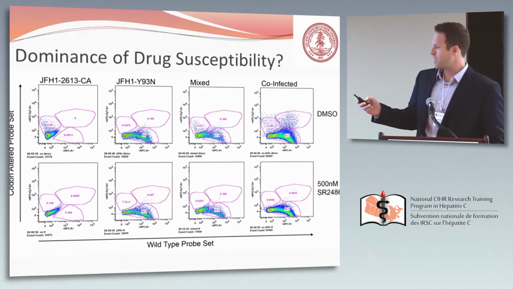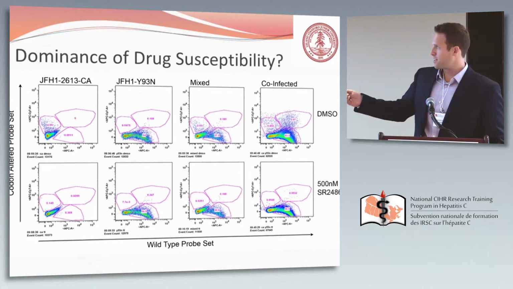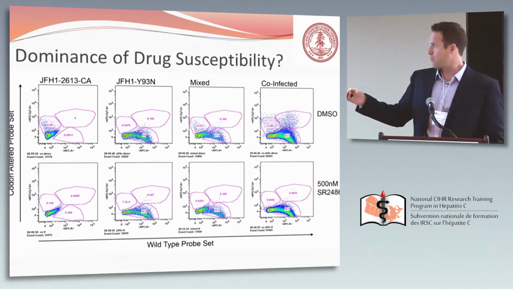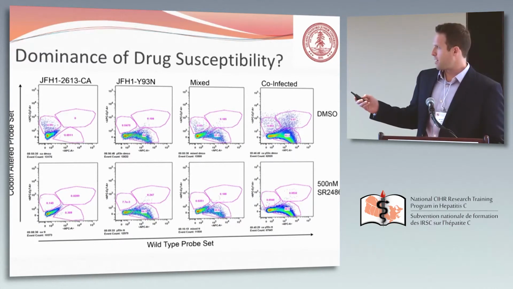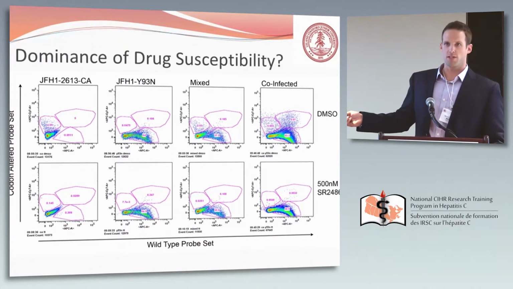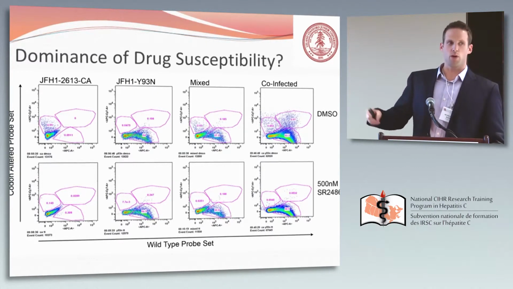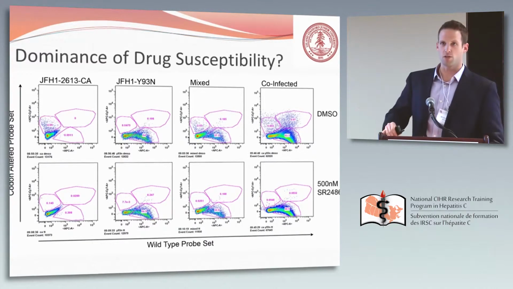So we used our mixed samples to define where we thought the double positives would show up on our plots. We were really excited to see that 2% of our cells were co-infected in this experiment. And when you add drug, 2 of the 4 populations disappeared. The singly infected drug resistant still persisted. The singly infected drug susceptibles went away, but we were really excited to see that the double positive, the ones that were co-infected, also disappeared.